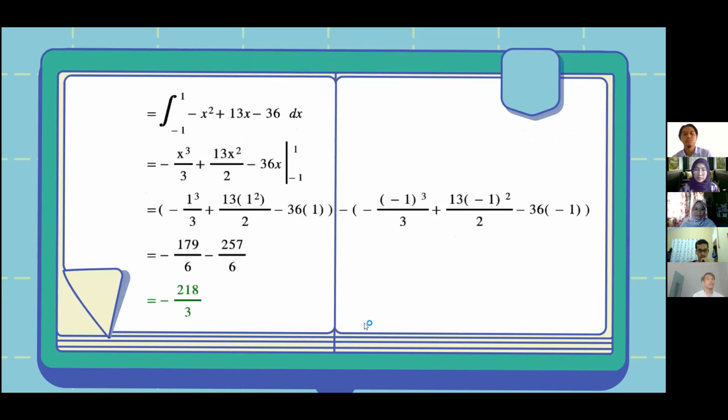After that, we need to integrate in terms of x from the limit -1 to 1. So we got negative x cubed over 3 plus 13x squared over 2 minus 36x. And we plug in -1 and 1. Finally, we got negative 218 over 3.